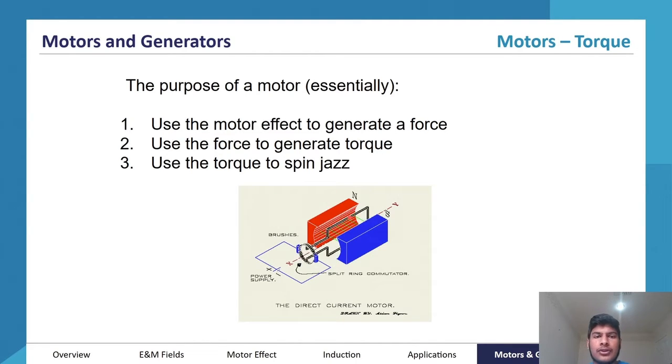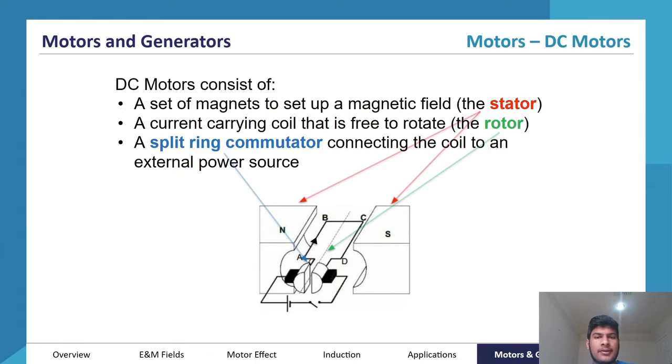If you think about your mechanics unit, remember, if you have a force applied at a distance from a pivot, then we have a torque. So this force on that conductor generates a torque, and that torque is used to spin whatever you need to spin. DC motors consist of magnets that are set up to generate a stationary magnetic field. That's the stator. You have the North Pole and the South Pole, and that's going to generate a permanent magnetic field. That's called the stator, the permanent, non-rotating part. The current carrying coil that is free to rotate is called the rotor here.